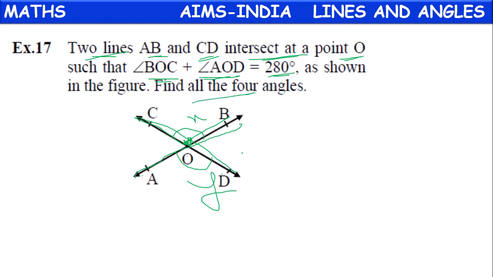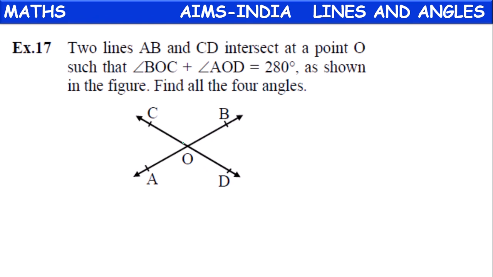But here two lines are intersecting, so vertically opposite angles are equal. This is equal to this and this one is equal to this. Suppose this is x, this is also x, this is y, this is also y. But they have given BOC plus AOD, x plus x, equals 280 degrees.